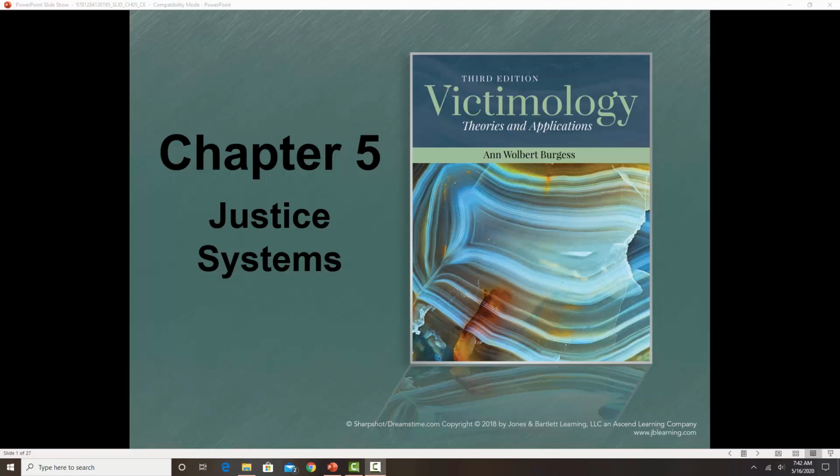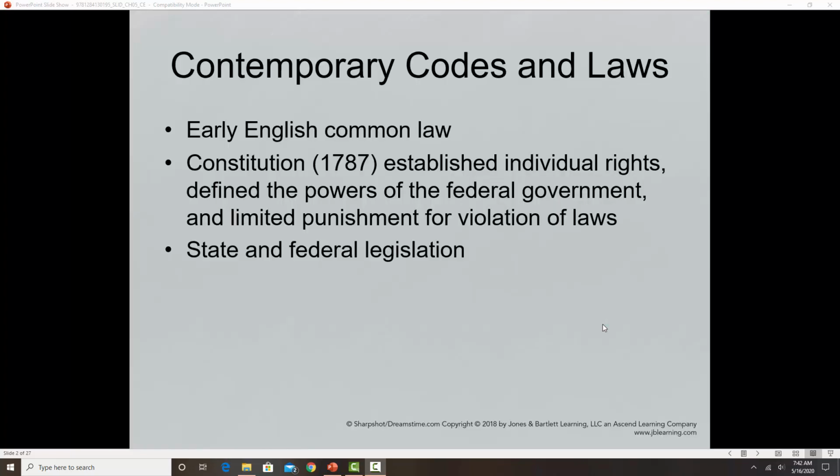Hi, everybody. In Chapter 5, we're going to be looking at the justice system. The textbook does have a couple of pages that give you kind of an interesting history of how laws are created across the world. Here in the United States, our legal system was inspired by early English common law, which was basically the idea that they have courts and laws and lawyers.